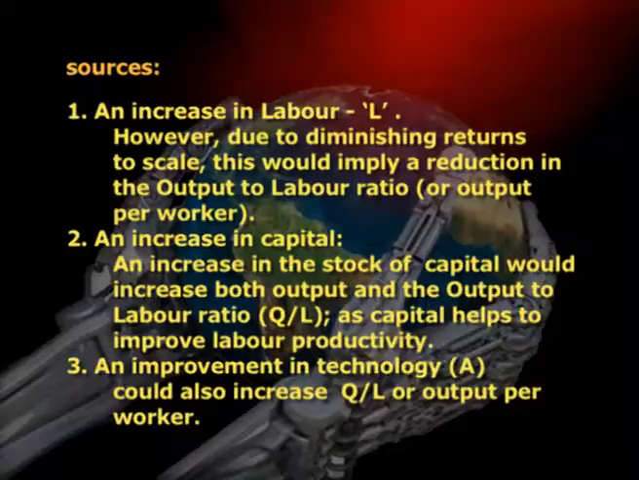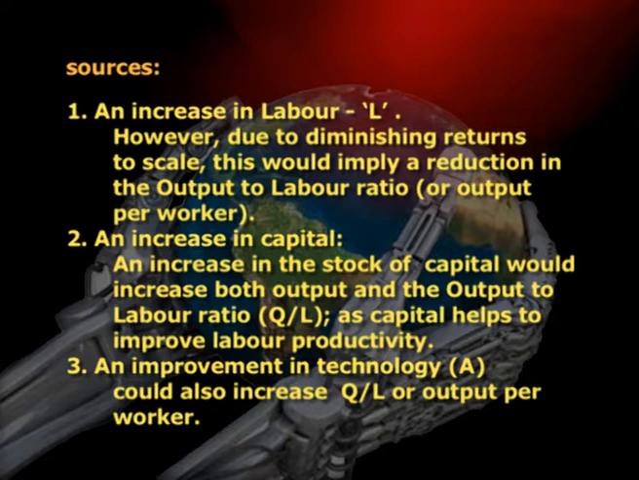R.M. Solow's model of growth developed as an alternative to the Harrod-Domar model. Solow's model is based on diminishing returns to individual factors of production. Solow noted that any increase in quantity produced could come from one of three sources: first, an increase in labor L. However, due to diminishing returns to scale, this would imply a reduction in the output to labor ratio or the output per worker.